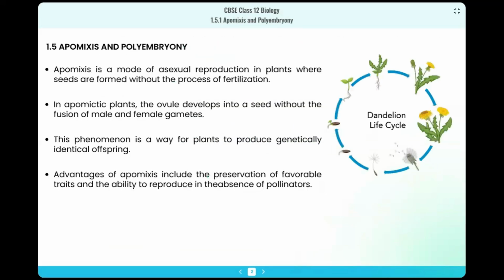Now, additional points of this chapter are apomixis and polyembryony. Apomixis is a mode of asexual reproduction in plants where the seeds are formed without the process of fertilization. In apomictic plants, the ovule develops into a seed without the fusion of male and female gametes. So, this is a very important topic, as I mentioned earlier, one among the topics which we can expect in your exams. That is, there is no process of fertilization.